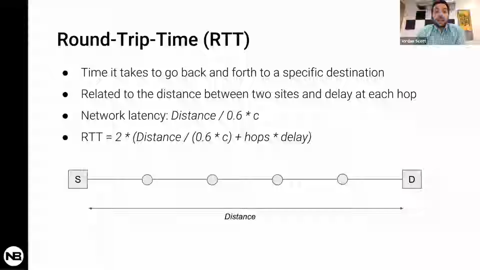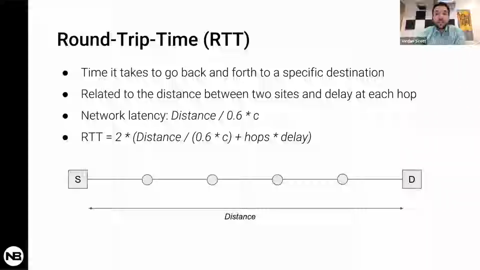So, round trip time. This represents the time that it takes for a data packet to go back and forth to a specific destination. This value is tightly correlated to the distance between two hosts plus the delay at each intermediate hop. Delay is the time that it takes for a packet to be processed at intermediate hops between source and destination. Network latency is the time that it takes for a packet to travel across one network link. This value can be approximated with the distance or length of the link divided by 0.6 c, where c corresponds to the speed of light.